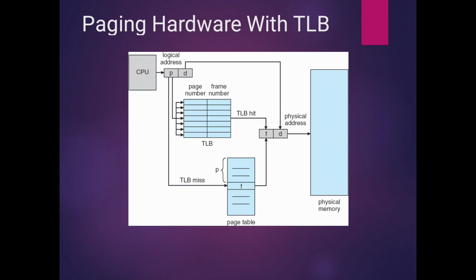So in this paging hardware with the TLB, the processor gives a logical address with two parts, page number and offset value. The page number is looked up in the translation table, and the corresponding frame number is obtained from the translation table. So from the frame number we form the frame address F. From the F with the offset value we give the physical address.